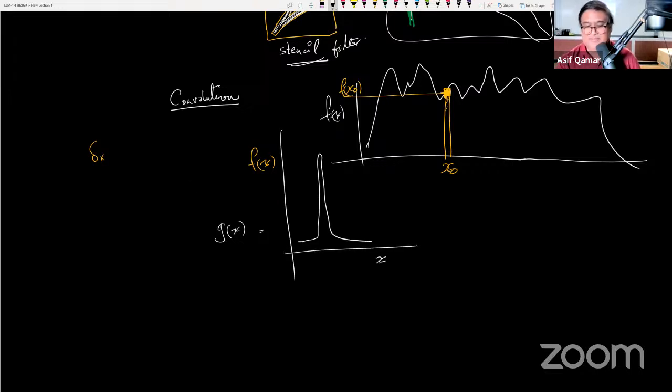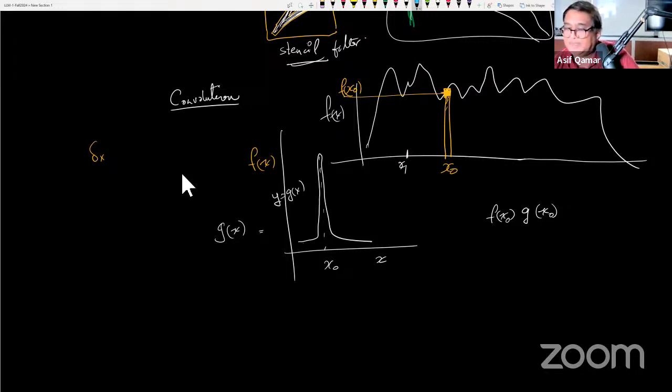X-axis and y-axis. G of y is equal to g of x. Right? And it is peaked at x naught. If I multiply f of x with g of x at x naught, do you realize that that is what this function is doing? Look at this. That is what this function is doing, because everywhere else, what is the value of g at x1? Your g function looks like this.